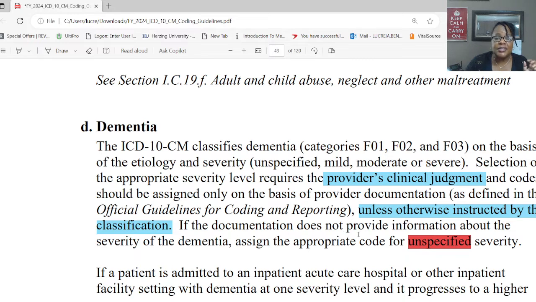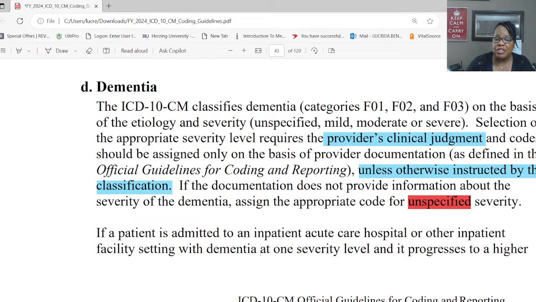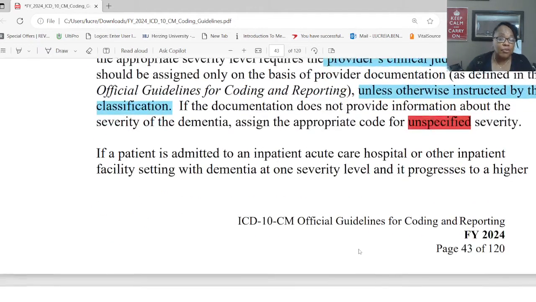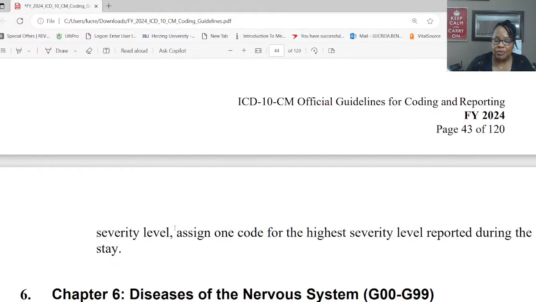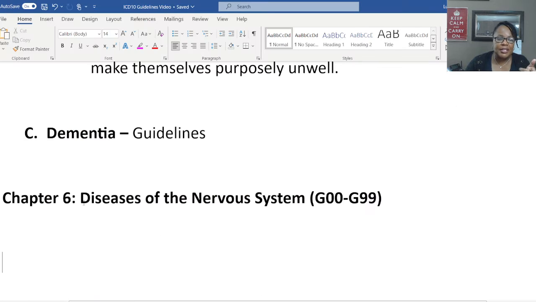If the documentation does not provide information about the severity of the dementia, assign the appropriate code for unspecified severity. It wasn't given to you, don't specify it. If a patient is admitted to an inpatient acute care hospital or other inpatient facility setting with dementia at one severity level and it progresses to a higher severity level, then assign one code for the highest severity level reported during the stay.